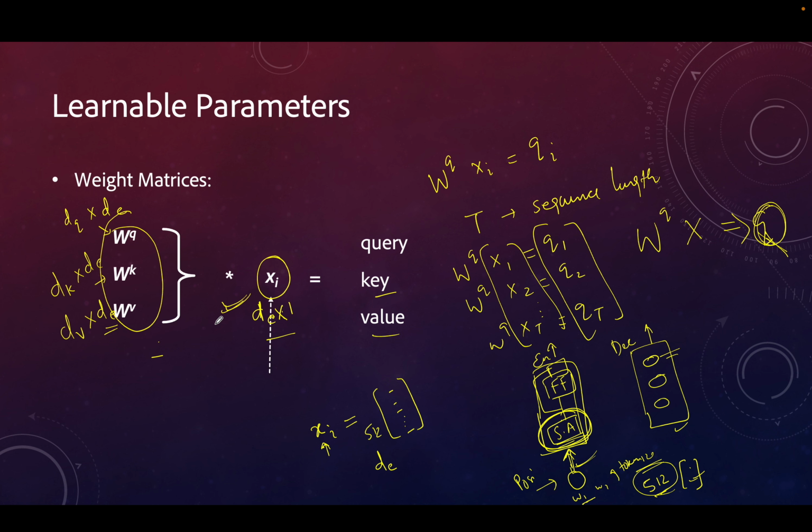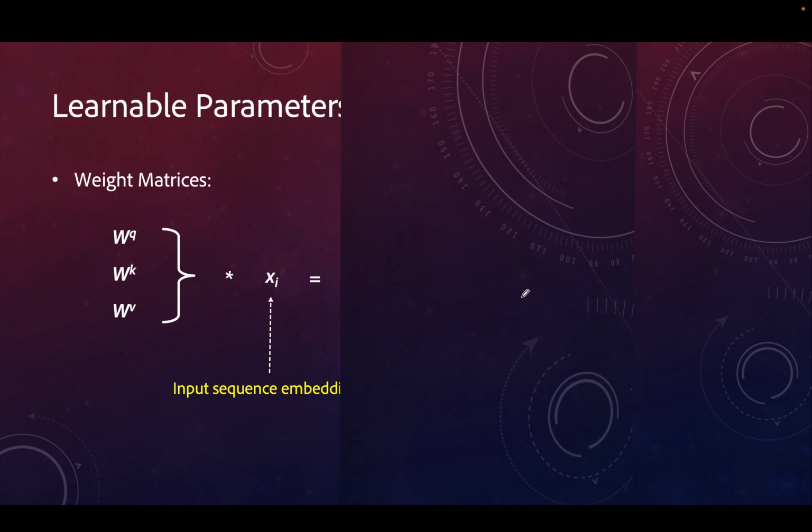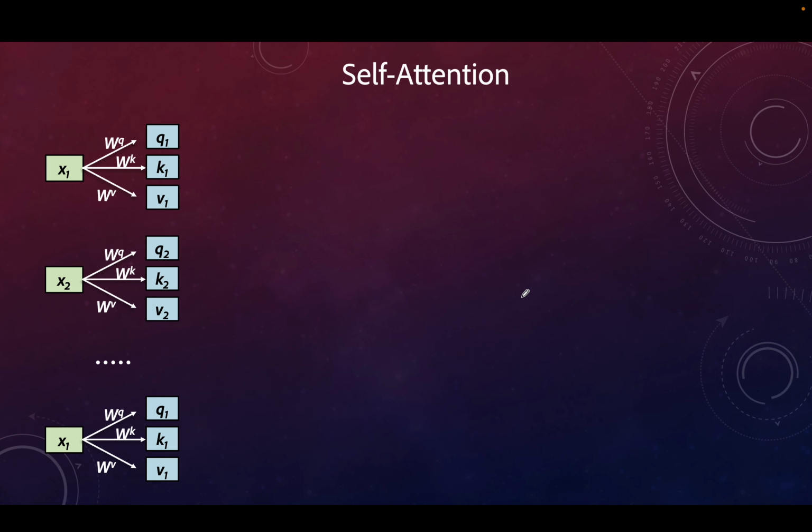Now, this is the input sequence embeddings. So now let's understand how this works. First we will see a basic form of self attention, where we will not be scaling or normalizing some of the weights, but it will be very useful for understanding the concepts.